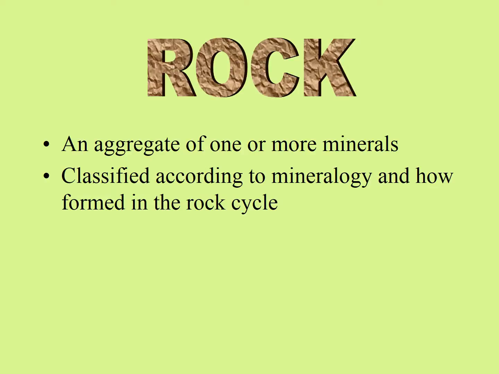When you look at rock, what we're talking about is an aggregate of one or more minerals. Typically, it's a number of different minerals combined together, but there are a few rocks that are composed entirely of a single mineral. Limestone is an example. It's made up almost entirely of calcite. When we talk about ways to classify rock, we're going to classify them first according to their mineralogy and how they were formed within the rock cycle.